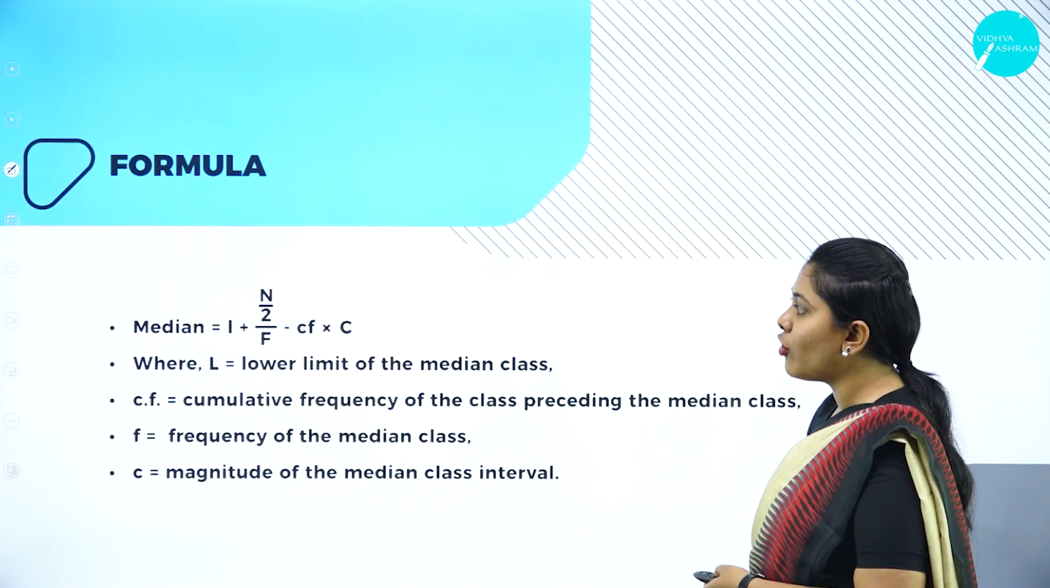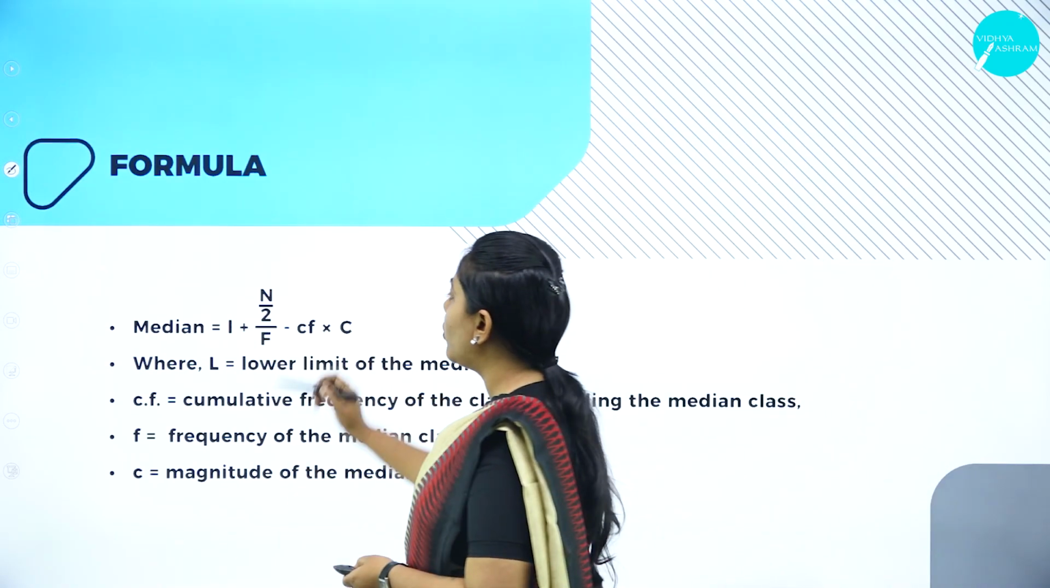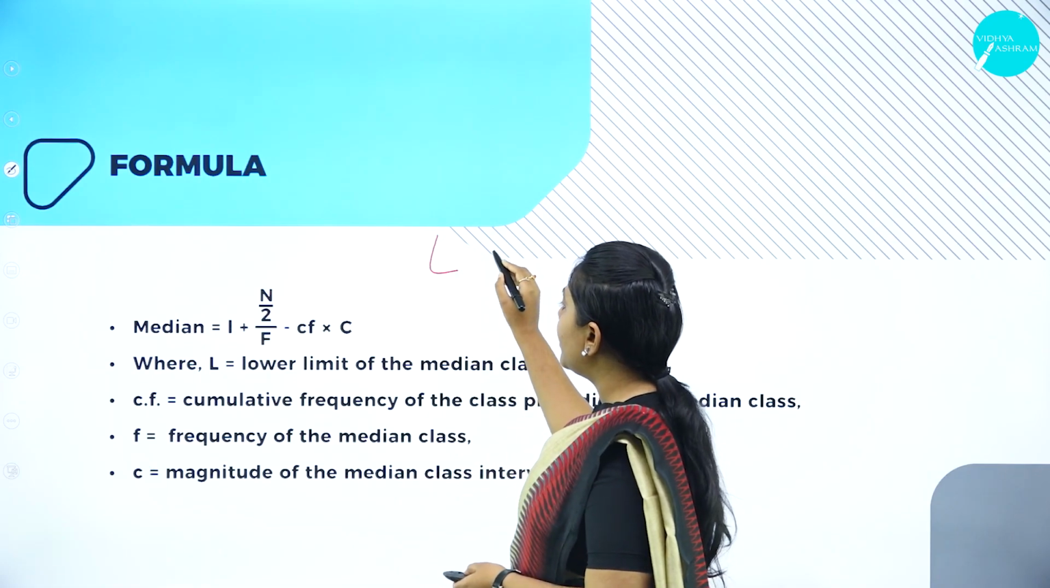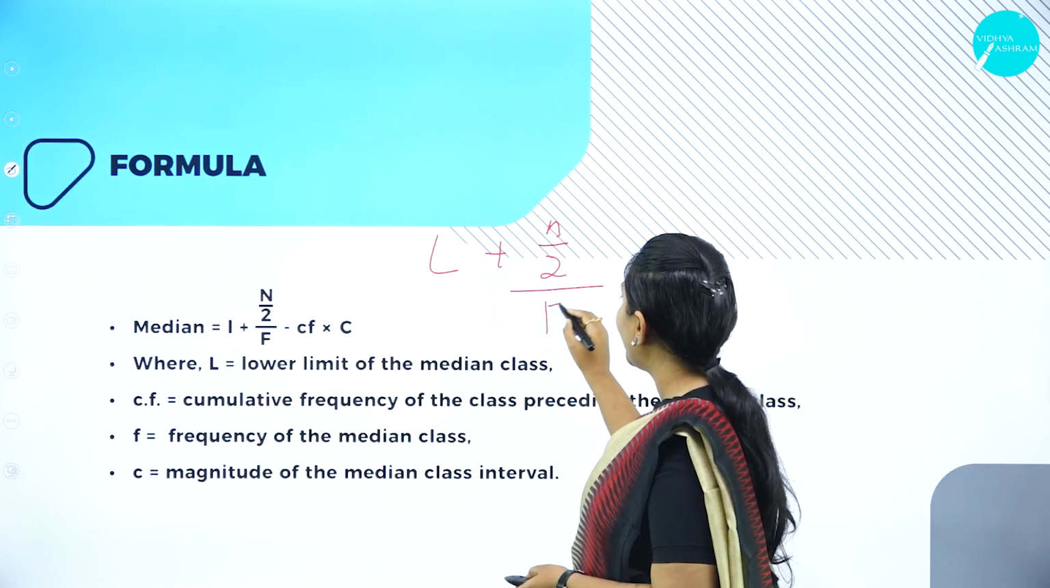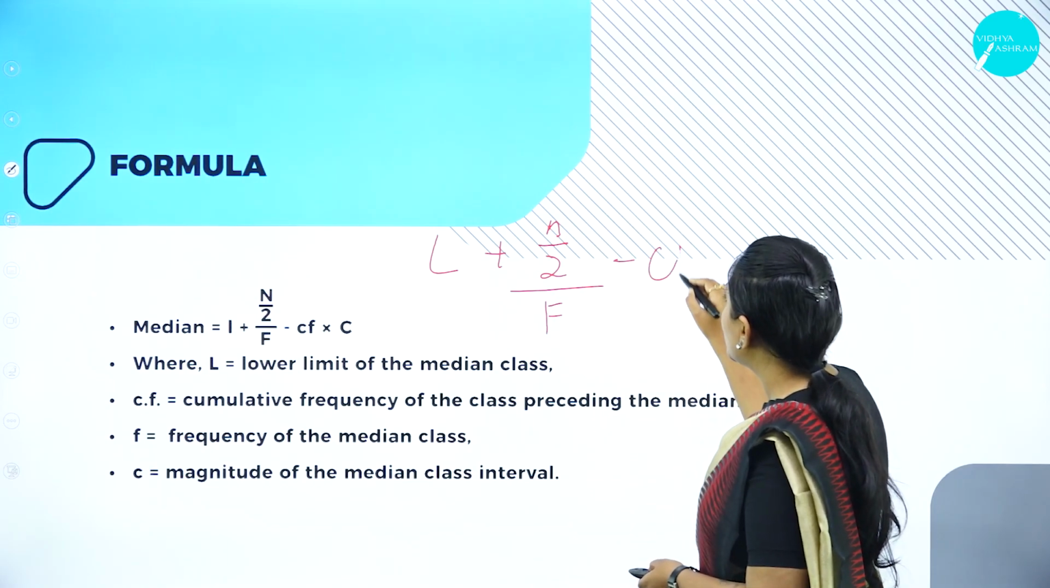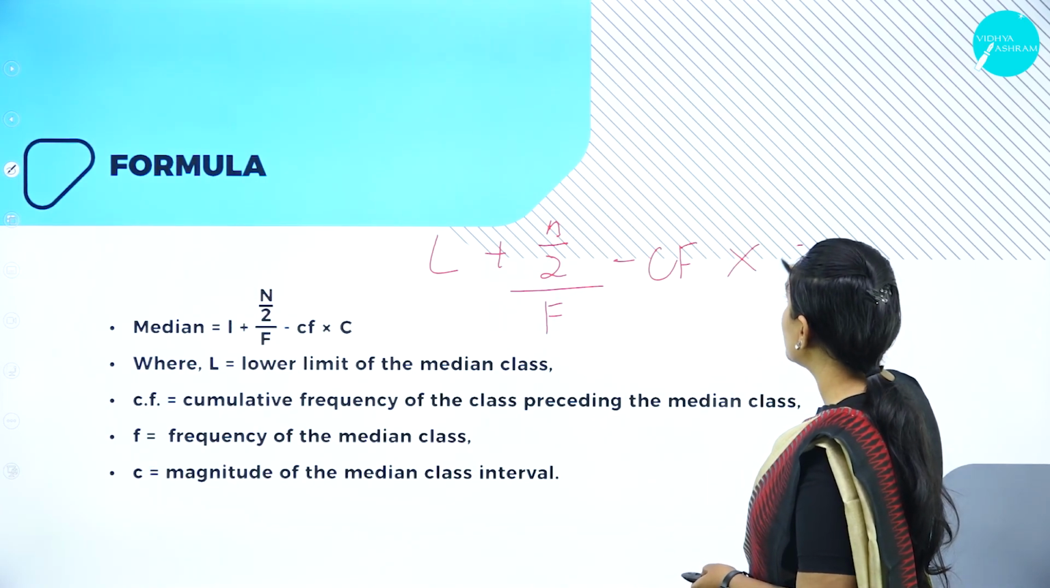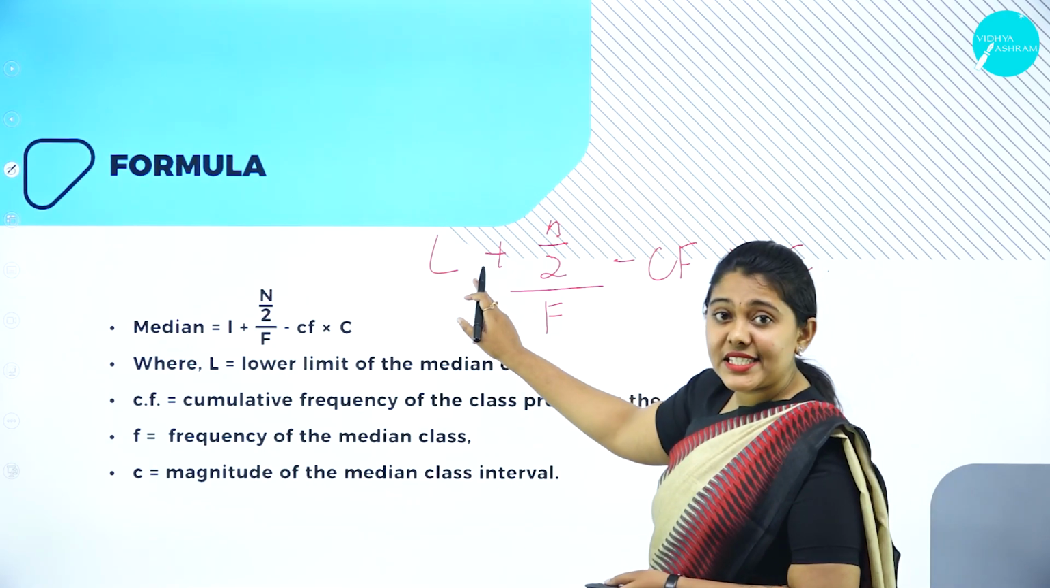So let us look at the formula first. Median is equal to lower limit plus (n divided by 2 minus cumulative frequency) divided by frequency, into C. So what does this L stand for?